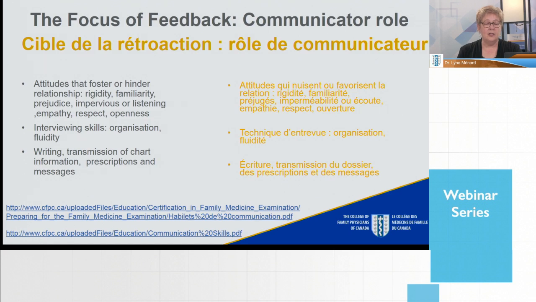On these slides, you can see links to the evaluation objectives defining competence for the purpose of certification by the College of Family Physicians of Canada. This document includes observable behaviors, which can help you a lot, both to know what to look for and how to phrase your feedback. And it's available both in French and English.